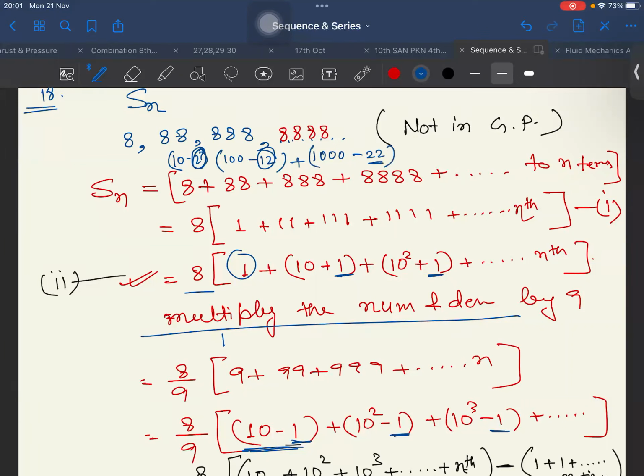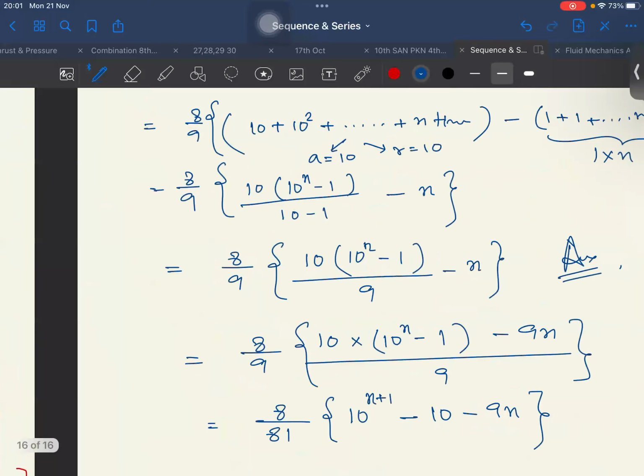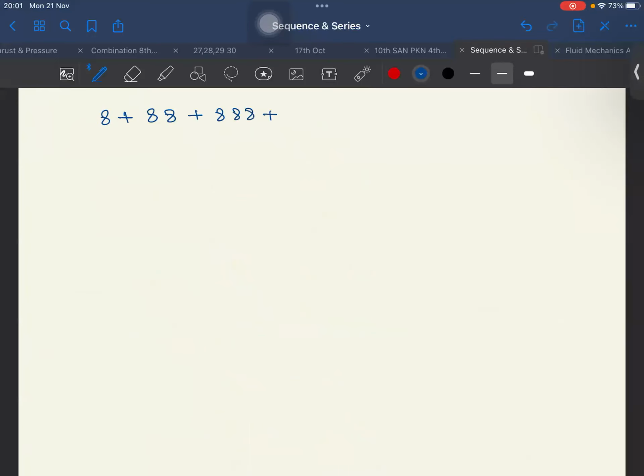See these numbers, again you will have to add these numbers. I'll explain again. This question is important. Let's understand: 8 plus 88 plus 888 and so on. When we write in terms of 10, then only we can make it a GP. Right now, this is not a GP. The first number you can write 10 minus 2, the second 100 minus 12, the third 1000 minus 22, and so on, up to n terms.